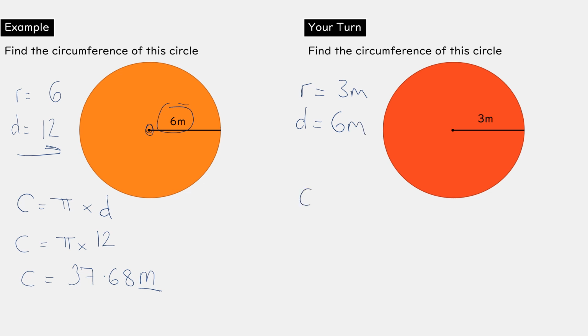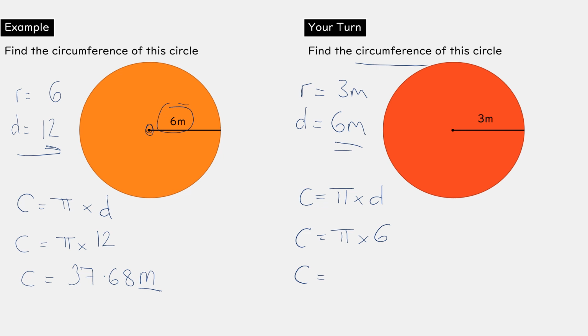So it's going to be 6 meters. Okay, write out the formula. It wants the circumference, so we're finding the circumference equals pi times the diameter, and we fill in the bits that we know. We know the diameter is 6 meters. Once we get to this stage, remember we just plug it into our calculator.